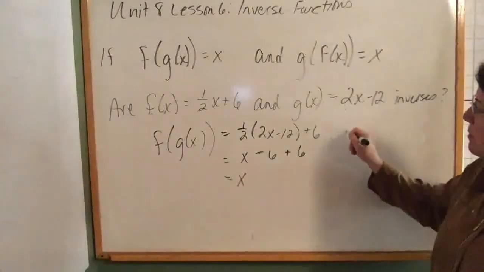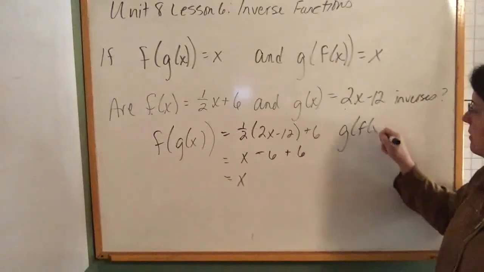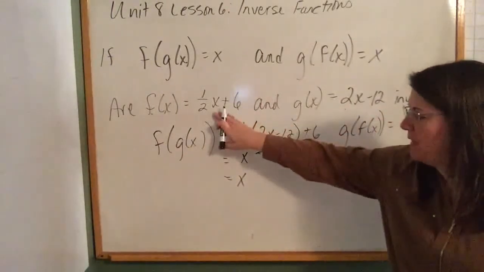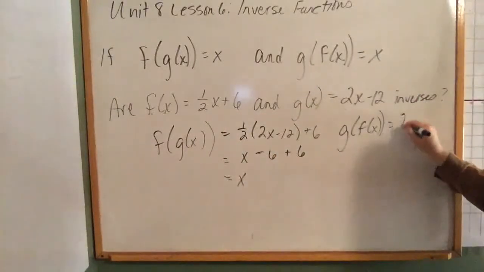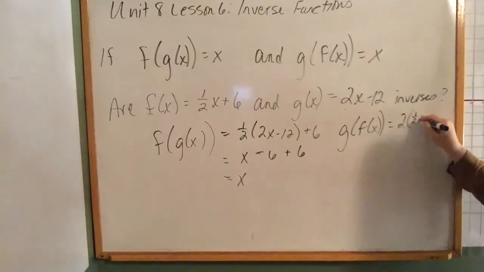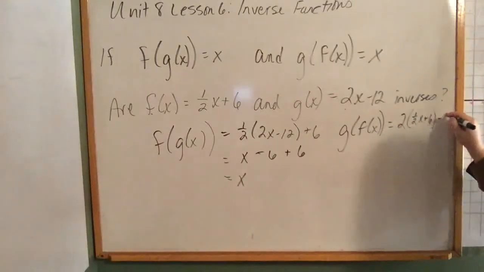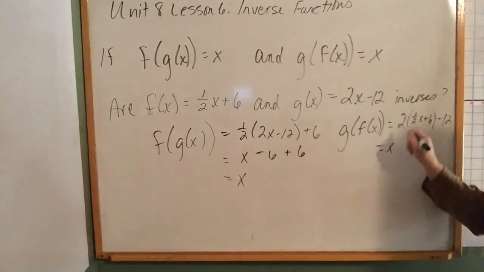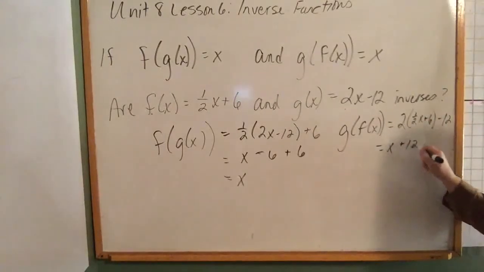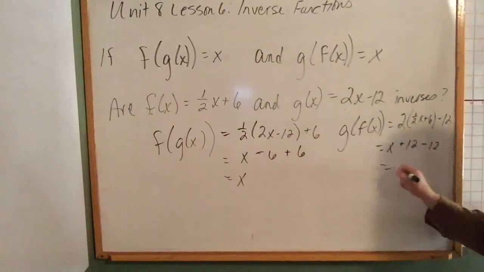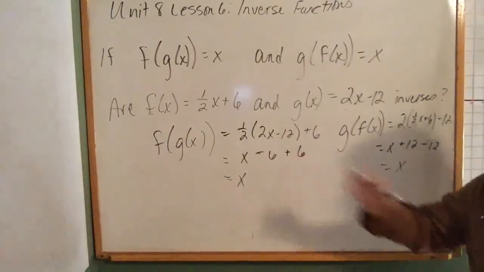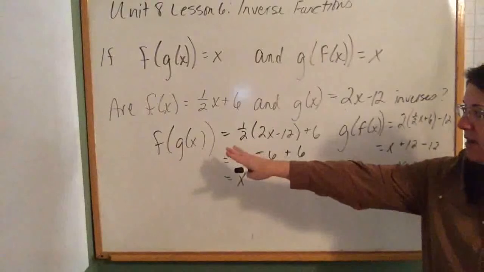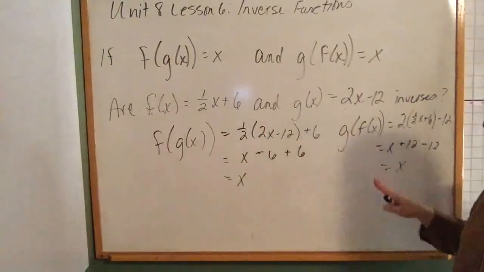Then I'm going to do the opposite. g of f of x. Here, everywhere I have an x in the g function, I'm going to replace with the f function. So I have 2 times 1/2 x plus 6 minus 12. If I do the math, 2 times 1/2 x is x. 2 times 6 is 12. Minus 12 does give me x. So yes, these two functions are inverses because the composite function f of g of x is equal to x and g of f of x is equal to x.